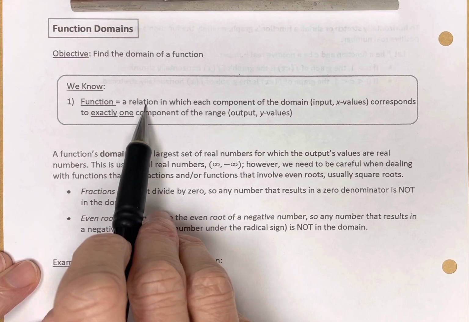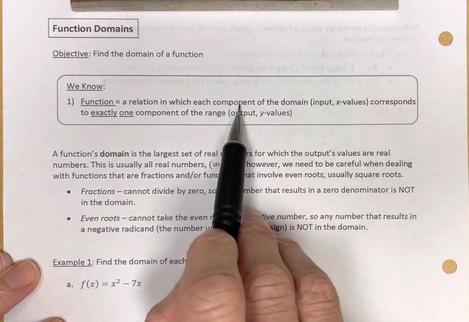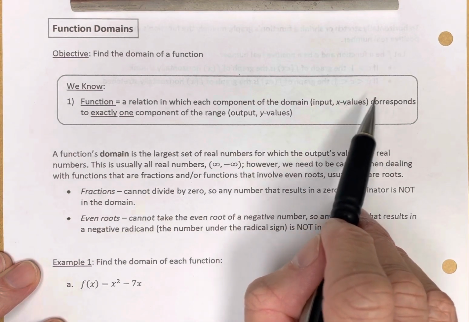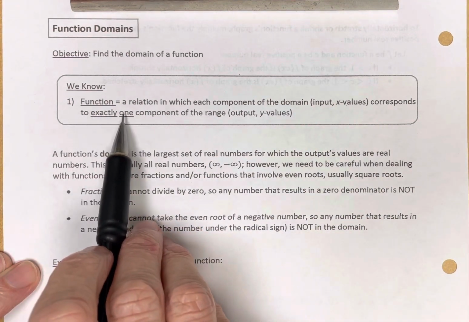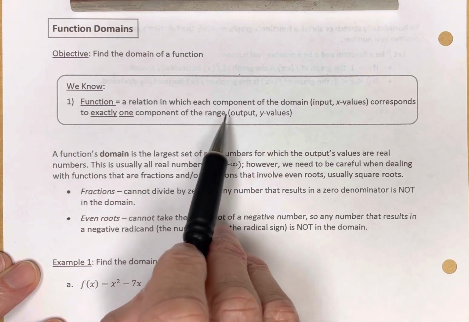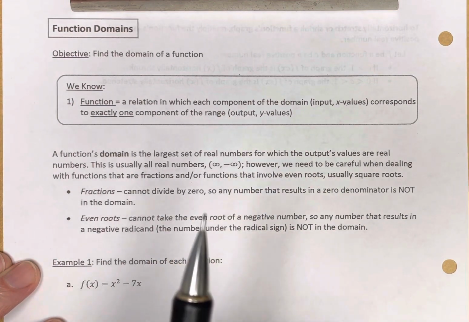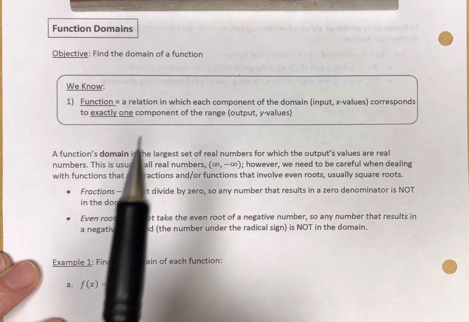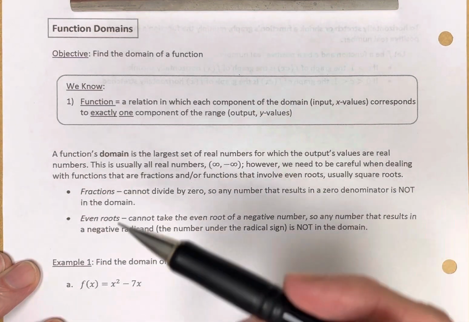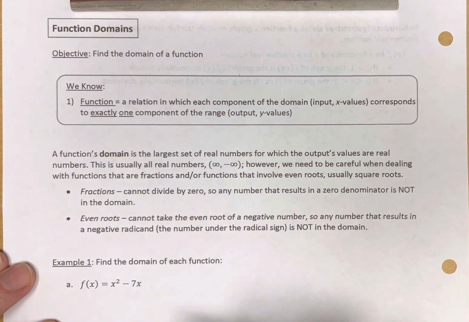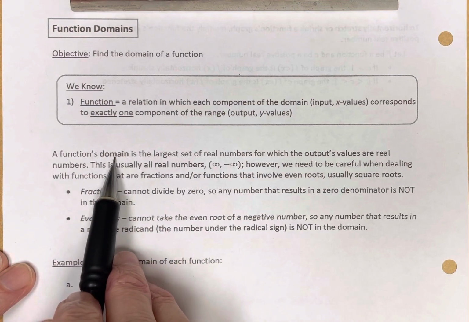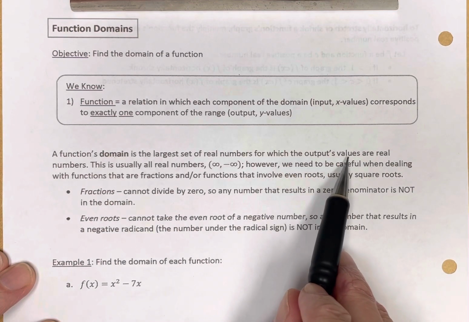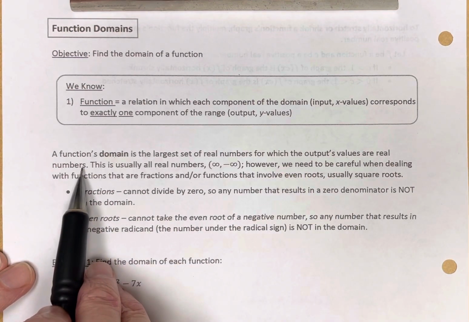A function is a relation in which each component of the domain, each input value, each x value, corresponds to exactly one component of the range, output value or y value. We're going to be focusing on the domains of our functions. What numbers can go into the function and make it work? So a function's domain is the largest set of real numbers for which the output values are real numbers.